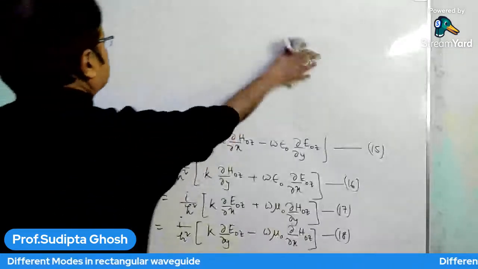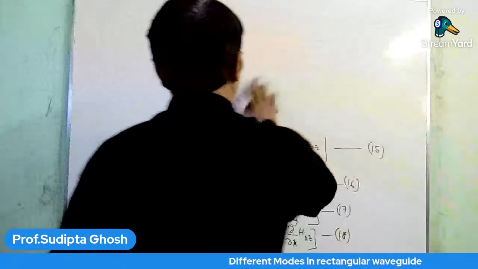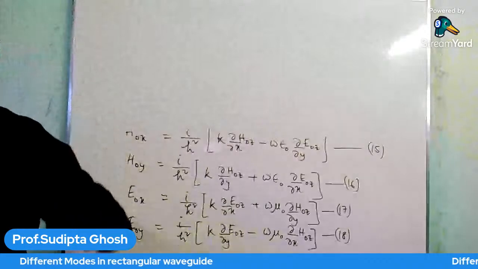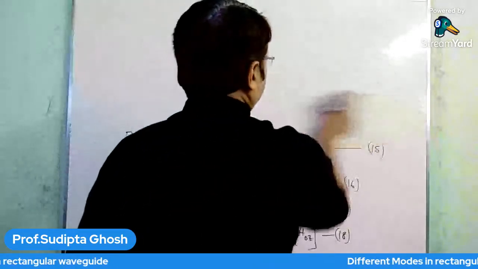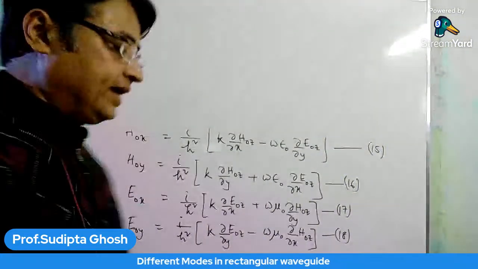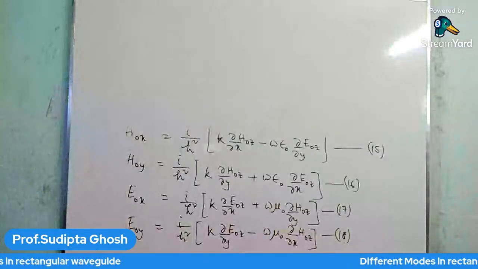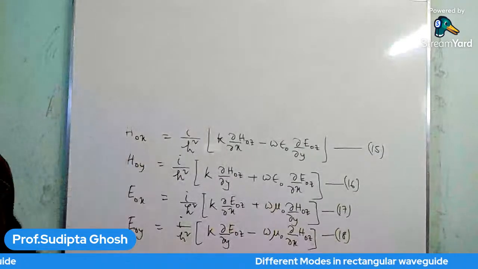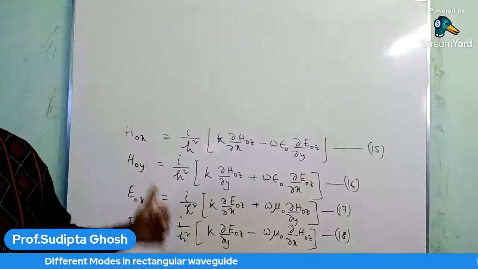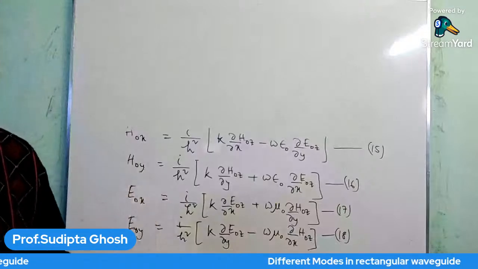Now, after deriving these four equations, what do these equations tell us? They actually give the values of HOX, HOY, EOX, EOY. What are these? These are the transverse components, and they are being completely determined by the longitudinal components.